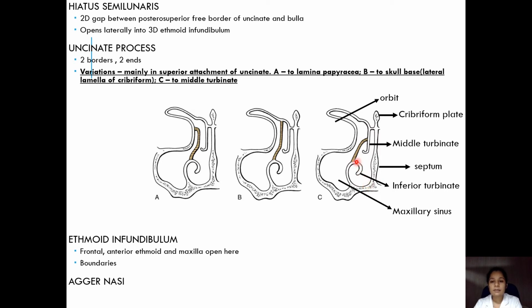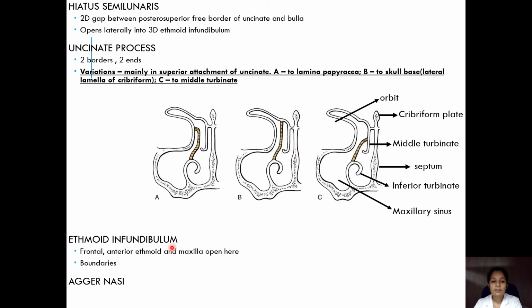So the uncinate process, which begins from the upper border of the inferior turbinate and is attached to the lamina papyracea, is the most common variation. Superiorly it is attached to the part of the cribriform plate, the lateral lamella. This is the second most common variation, and third is attached to the middle turbinate. Very rarely this superior attachment may be a free border of the uncinate.